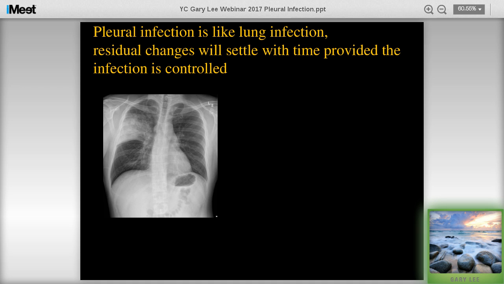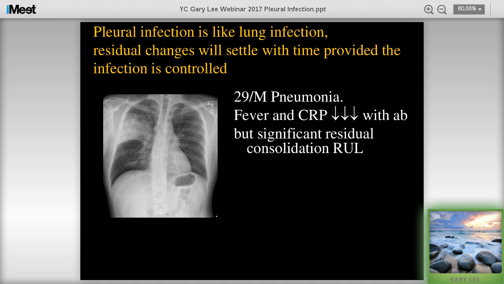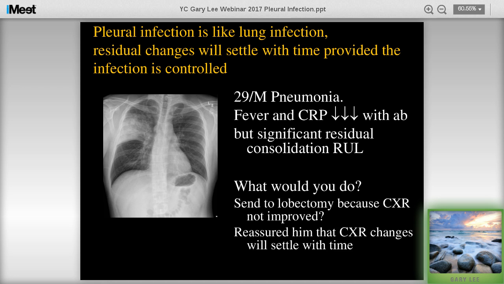So he came in septic, and we gave him 2 or 3 days of intravenous antibiotics, and by day 3 the X-ray was absolutely no difference from the admission X-ray. But his C-reactive protein and fever all settled.